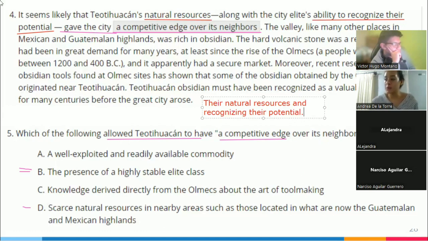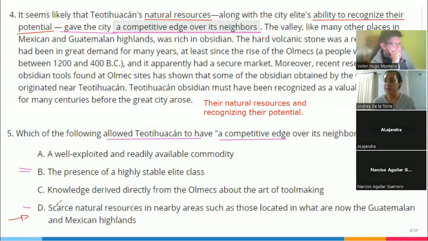Now, it would be awesome if we had an option that said the same. But unfortunately, most of the time, you won't have an option with the same exact words. So what you need to do is find one that paraphrases what you already know is the answer. So you have to find the closest one to what you already have. Now let's look at the options. Now is when you have to start looking at them. Some of you guys said D. Option D says, scarce natural resources in nearby areas such as those located in what are now the Guatemalan and Mexican highlands.